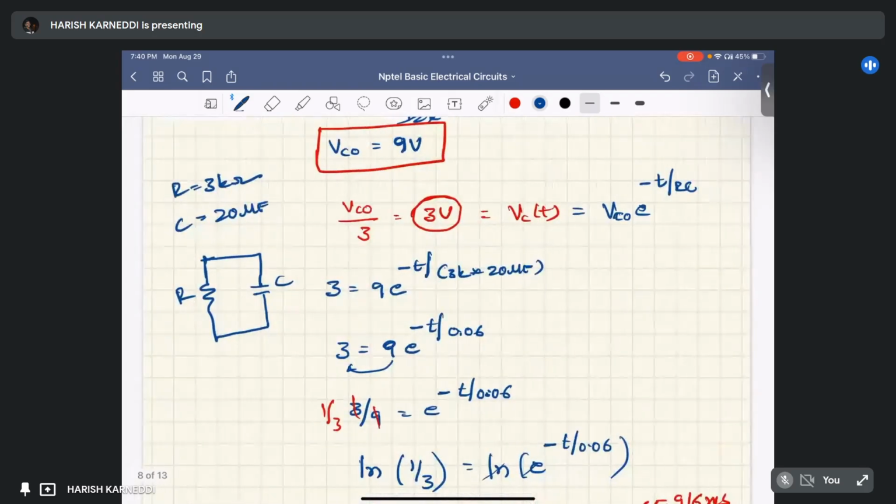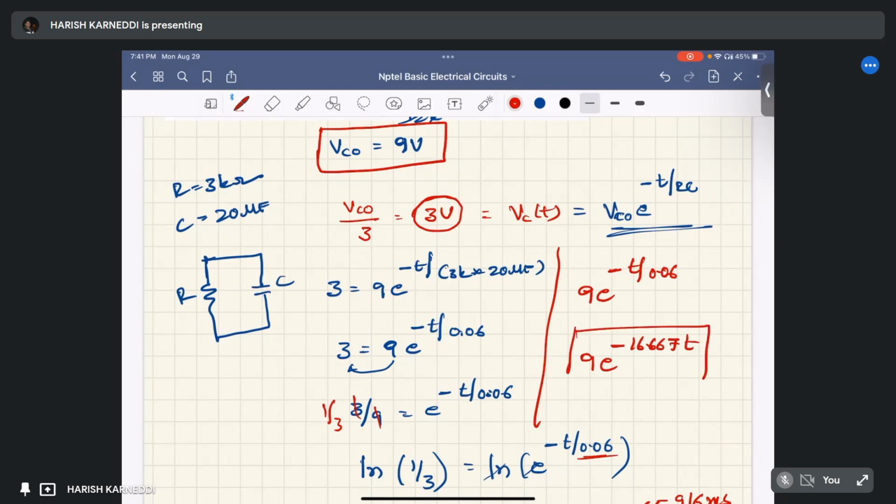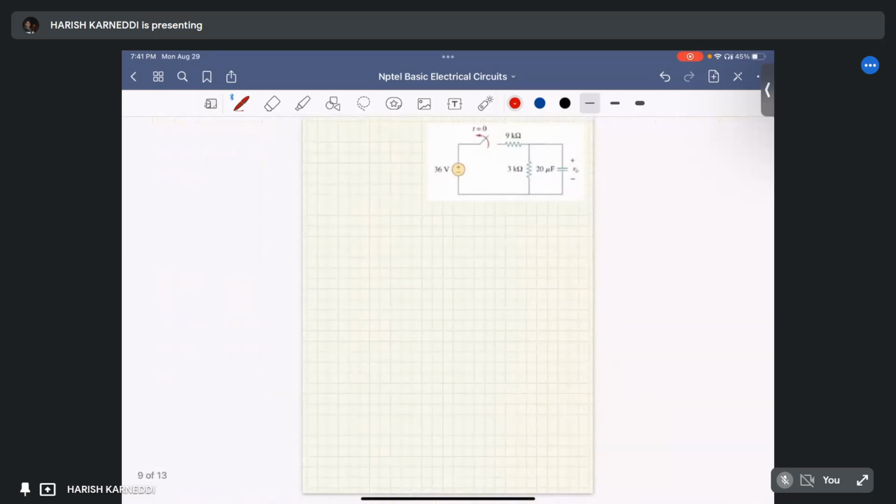They found out this VC of 0 into e power minus t also. We can also do this: VC of 0 is 9, and e power minus t by, already we got this, 0.06. That equals 9 into e power minus 1 by 0.06, which is 16.667. This is VC of t. We can plot this response.